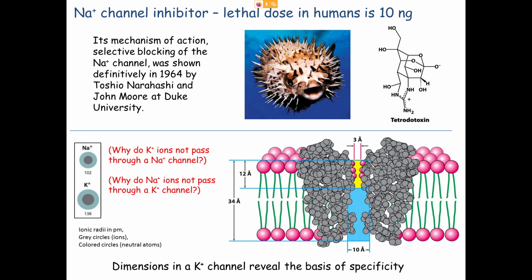All right, here's another question. Why do sodium ions, which are smaller, not pass through potassium channels? And they don't. You can't say they're too small because that doesn't make any sense, right? So what's the reason why a sodium will not pass through a potassium channel? Anybody have a guess?